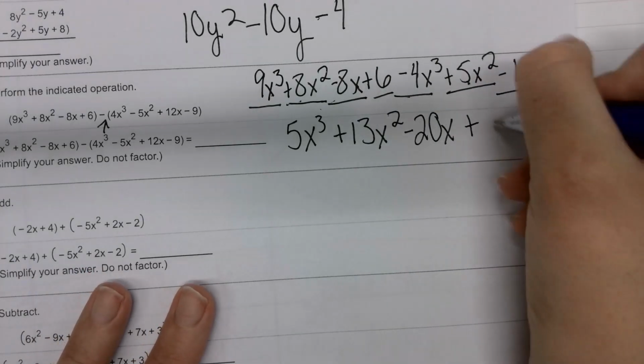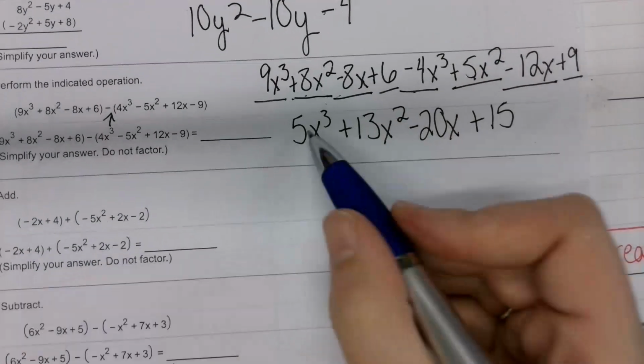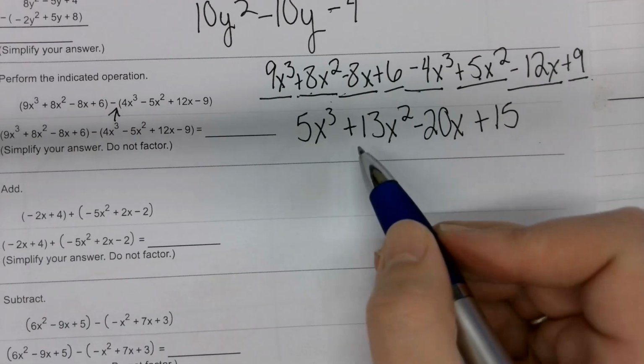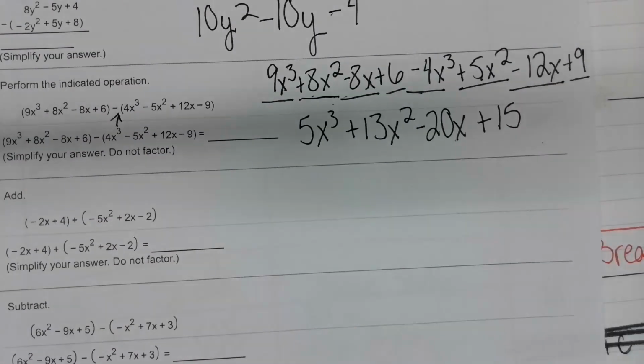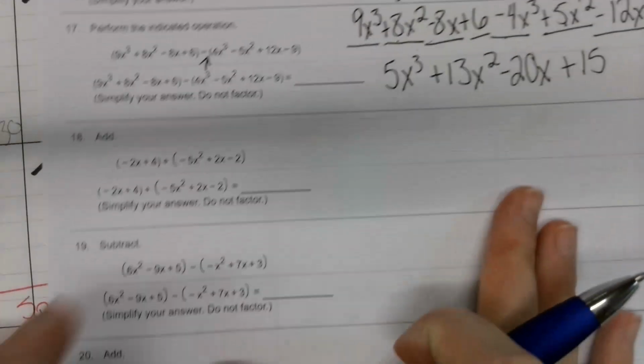So plus, and now these all have the same variable, they're all x, but 3, 2, 1. So that would be it on that one.